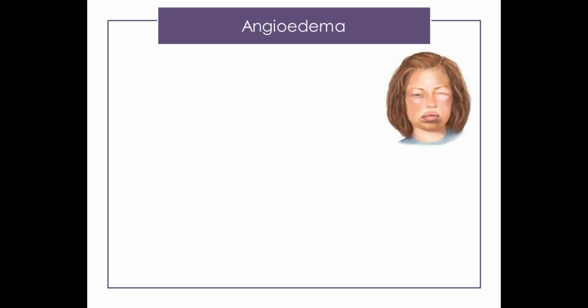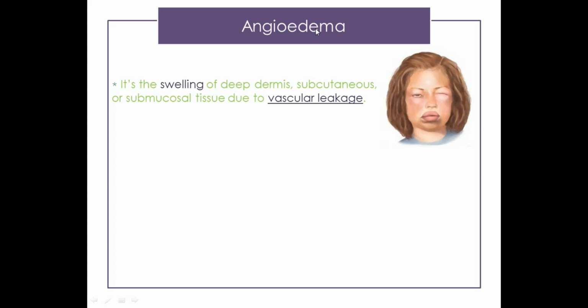So what is angioedema? Our case is talking about angioedema, so let's define it. Angio means vessel and edema means swelling. So angioedema means swelling because of vascular leakage. This leakage will go to the dermis or the subcutaneous tissues, where it will accumulate, and that will cause the edema or the swelling.